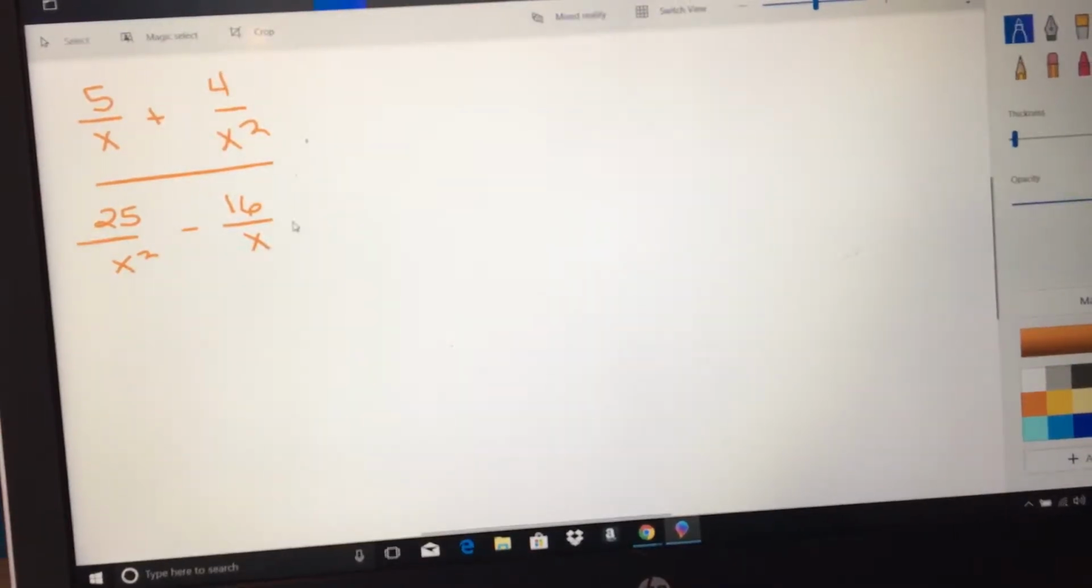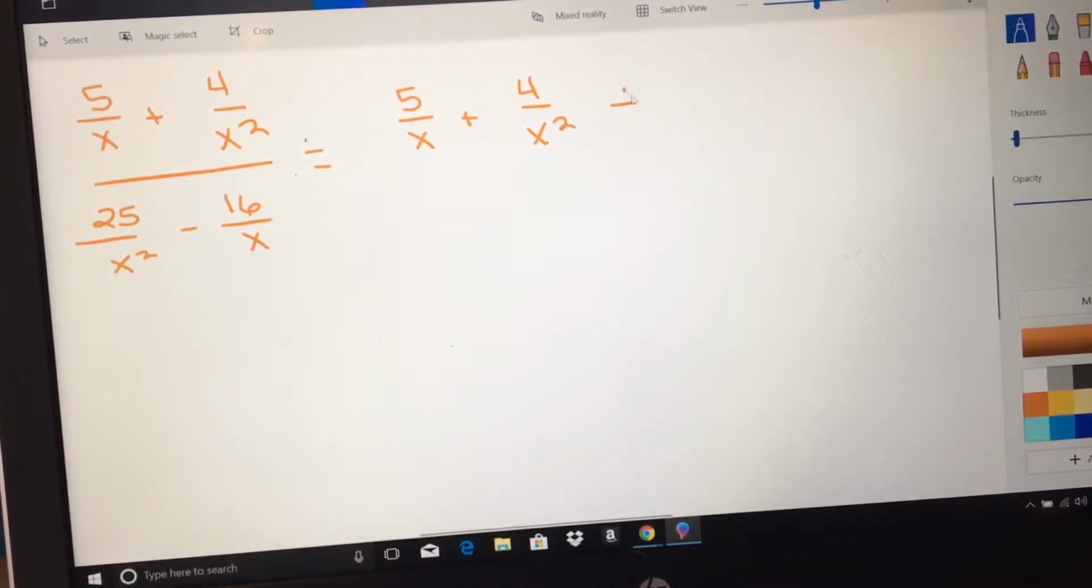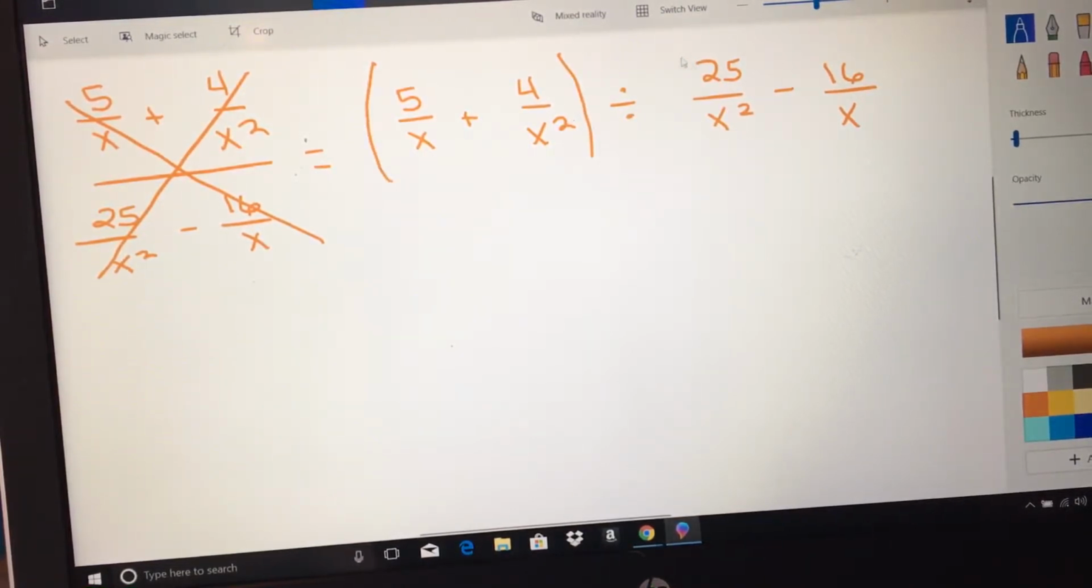Okay, we have another complex fraction here. So again, we're going to take the fractions and rewrite this. So this is going to be 5 over x plus 4 over x squared, and then divided by 25 over x squared minus 16 over x. Okay, so we are going to cross out this complex fraction here, and now we have our division problem. Before we do the keep, change, flip though, remember we have to simplify each side of the division problem first.